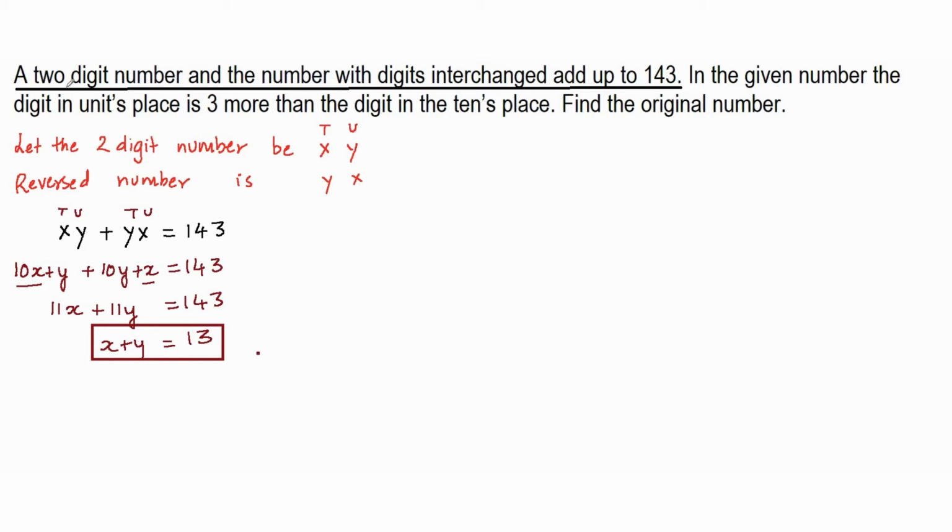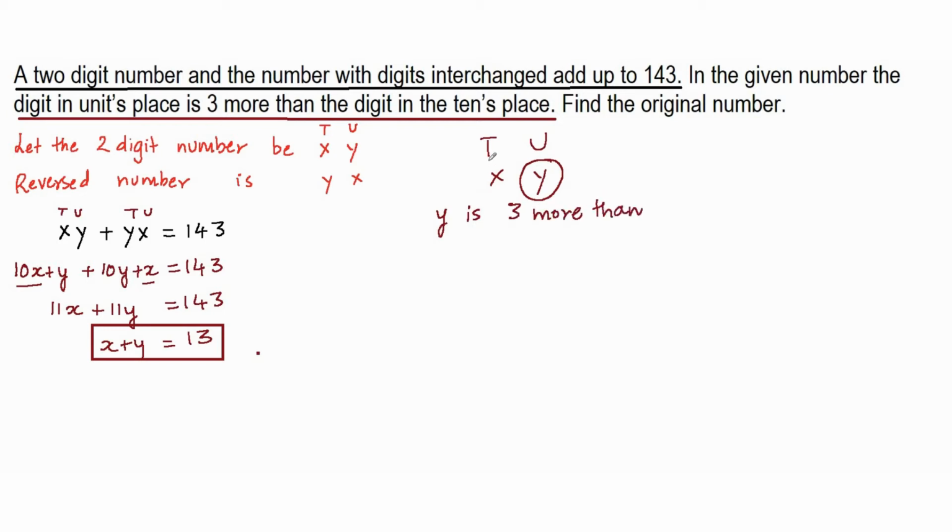Then let's read the next condition now. In the given number, the digit in the units place is 3 more than the digit in the tens place. So what was our number? Our number was XY. It's given that the digit in the units place, that is this digit Y, is 3 more than the digit in the tens place, which is X. So the equation that I would write here is y is 3 more than x, right? So the other equation that I have here is y is equal to 3 plus x. So now these two conditions are ready.